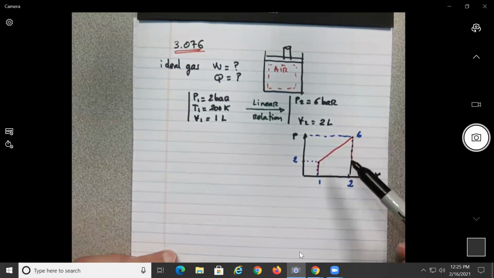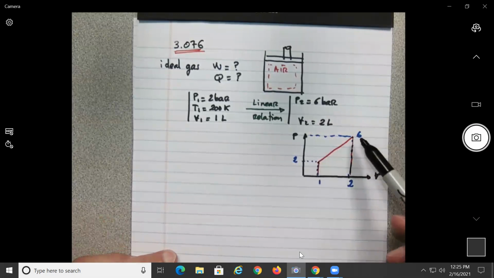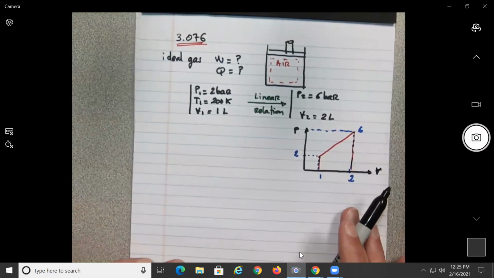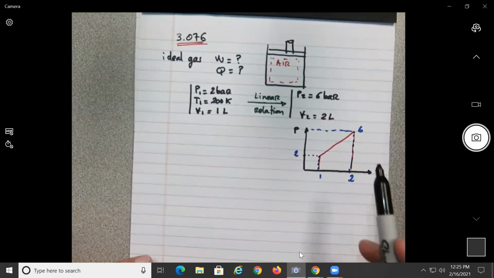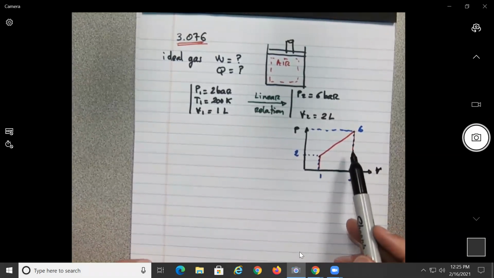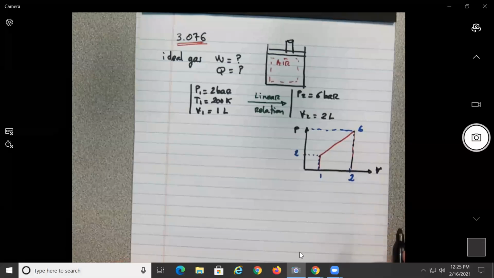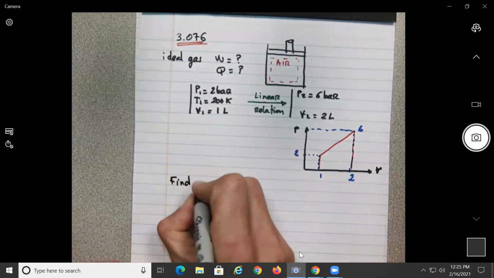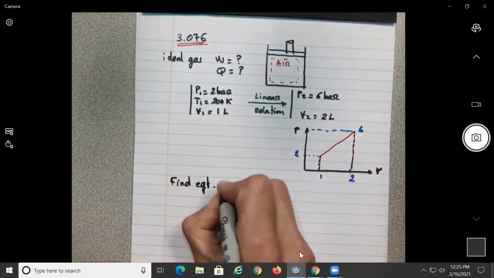Or what can you do? You can go and try to find the equation of the line, no? And then you just need to integrate it. So probably let's do the mathematical one. The fastest one is probably just to find the area under the curve, but let's go find the equation of the line.